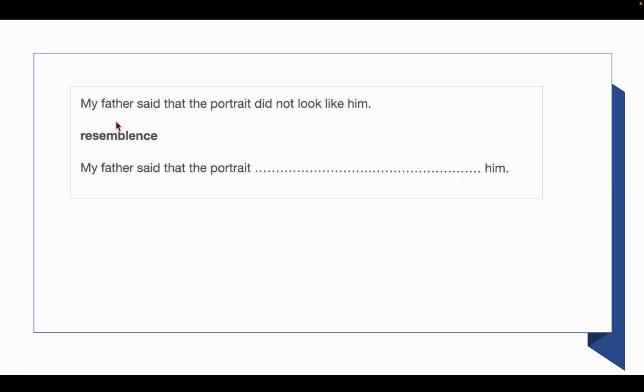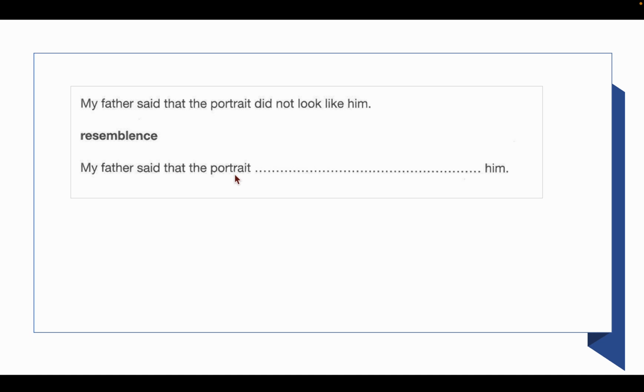So what we know is that it did not look like him. It did not bear any resemblance. Now that's the phrase that we use in English. With resemblance, the verb that goes with it is to bear resemblance. Now, here we're looking at the past tense, so pay attention to the verb forms. My father said, did not. So we need to use past tense in the rewritten sentence.